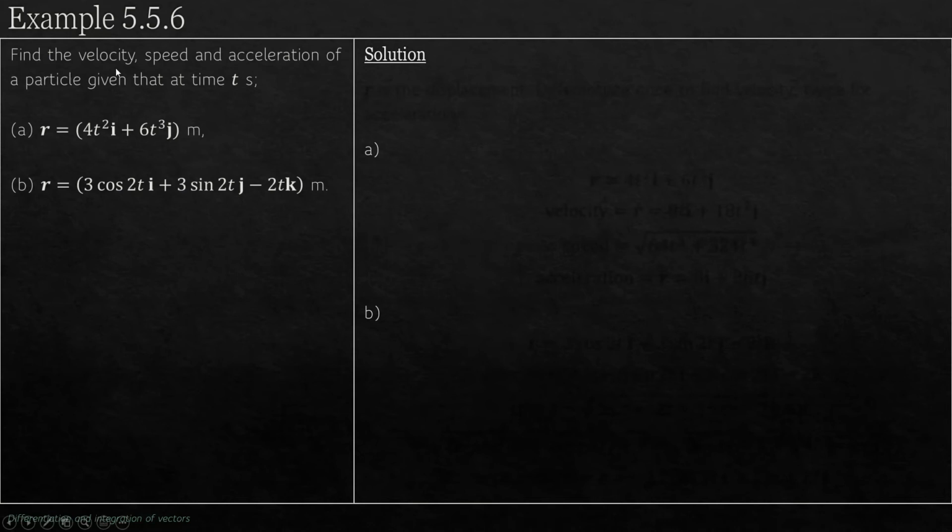Find the velocity, speed and acceleration of a particle given that at time t seconds. We've got two different situations here for the position vector r. And sometimes x is used for the position vector, sometimes r, sometimes s. You must be aware of the different notations.